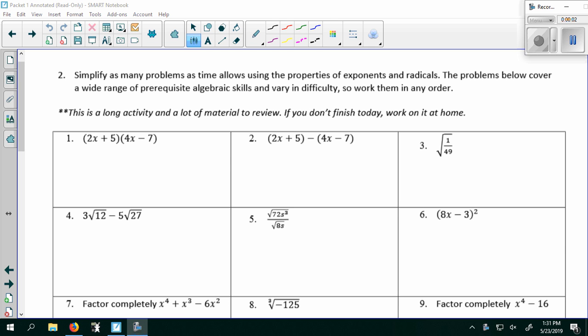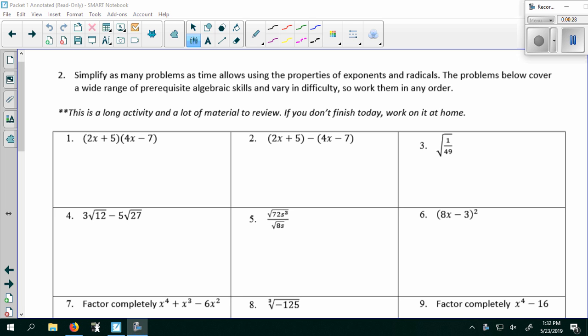This is the Math 107 Lesson 1 activities. We're going to simplify all of these problems that involve exponents and radicals. They cover a wide range of skills and vary in difficulty. So that's what this video is for, in case you got stuck while trying to remember all these many rules that you've learned in the past.